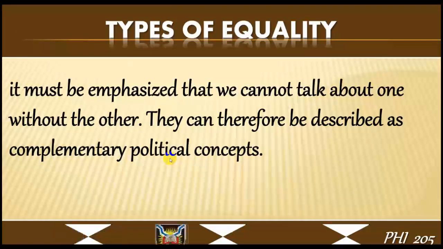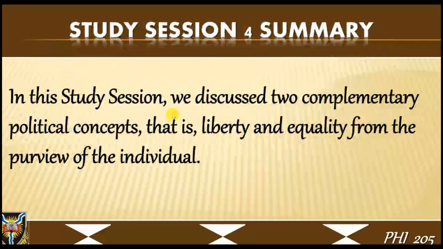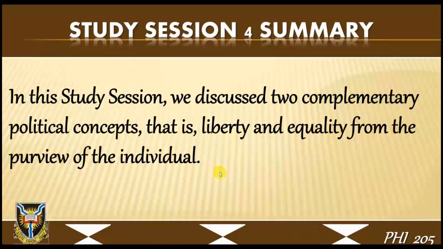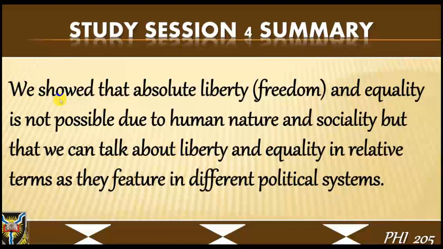Study section summary. In this study section, we discuss two complementary political concepts, that is, liberty and equality from the purview of the individual. We showed that absolute liberty, freedom, and equality is not possible due to human nature and sociality, but that we can talk about liberty and equality in relative terms as they feature in different political systems.